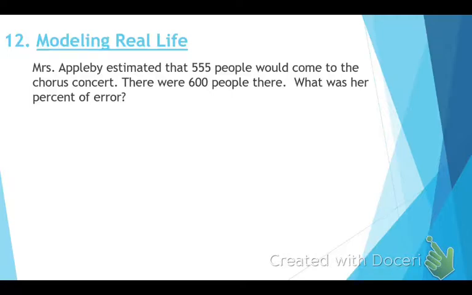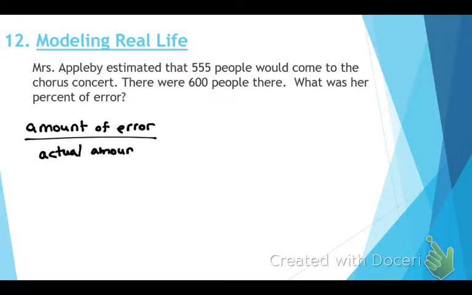So now we're going to go ahead and use that formula. If you would, write it down one more time so it hopefully will stick in our minds. The amount of error divided by the actual amount. Here's what the problem says. Mrs. Appleby estimated that 555 people would come to the chorus concert. Unfortunately, her estimate was not right. How many people were there? 600. So we have to figure out what her percent of error was for this problem.